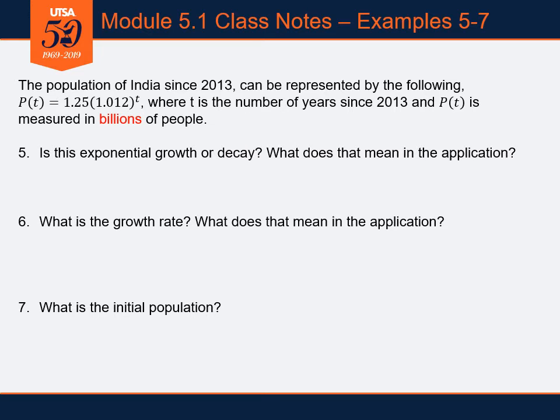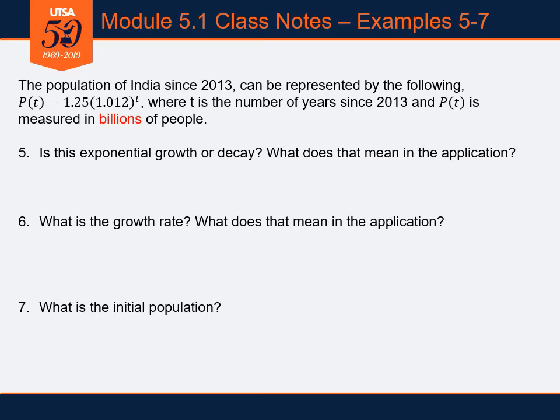The population of India since 2013 can be represented by the following. P of t, so the population at a given time, P of t equals 1.25 times 1.012 to the t power, where t is the number of years since 2013. And P of t is measured in billions of people. And I put that billions word in red there because, first of all, it's important to know what our units are, but also that is a change from what's written on your PDF for your class notes.